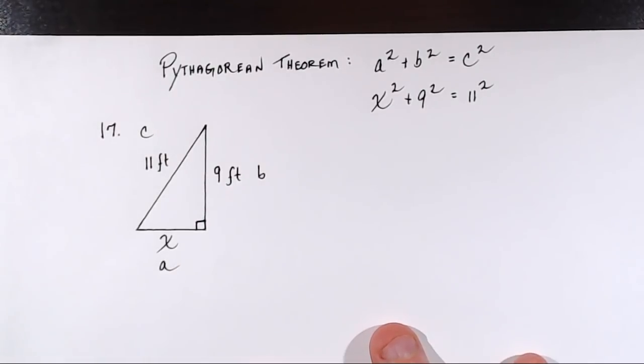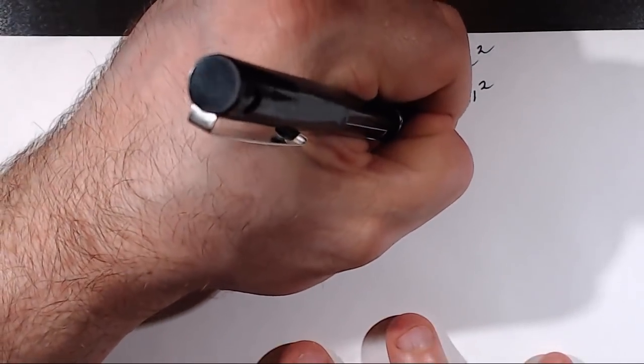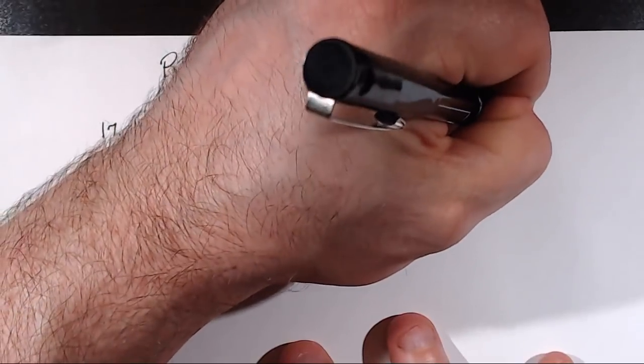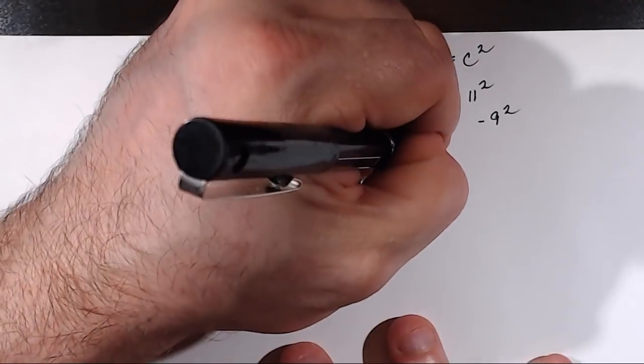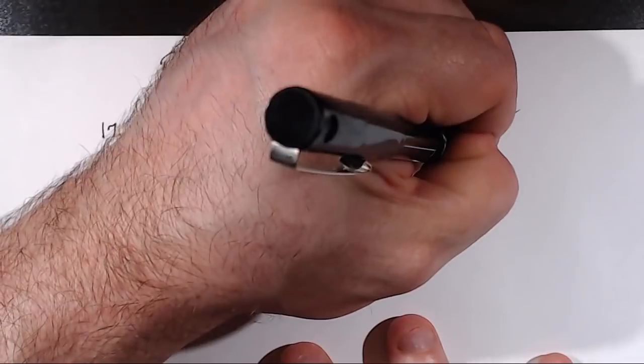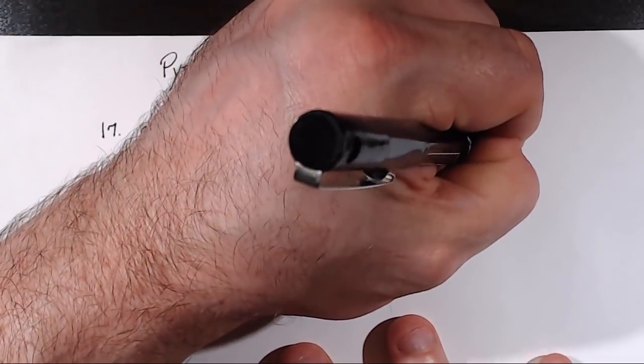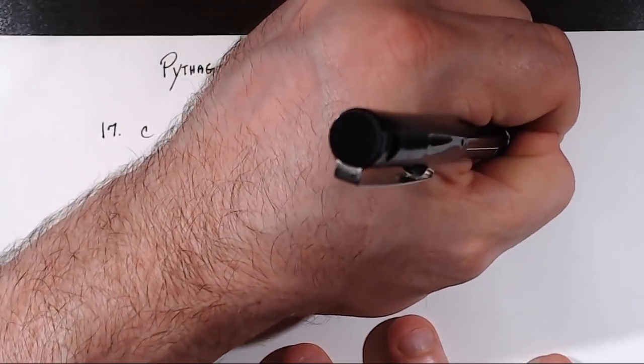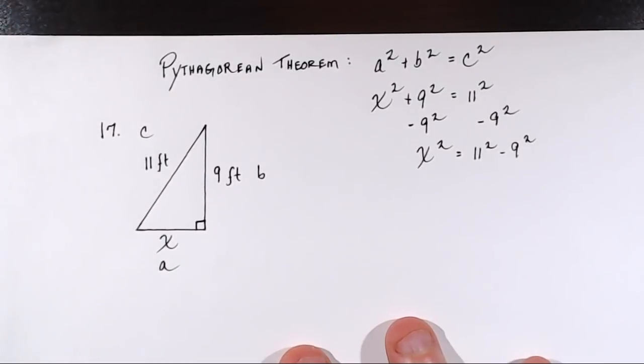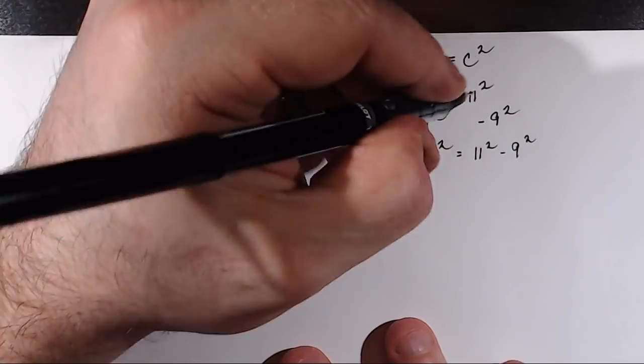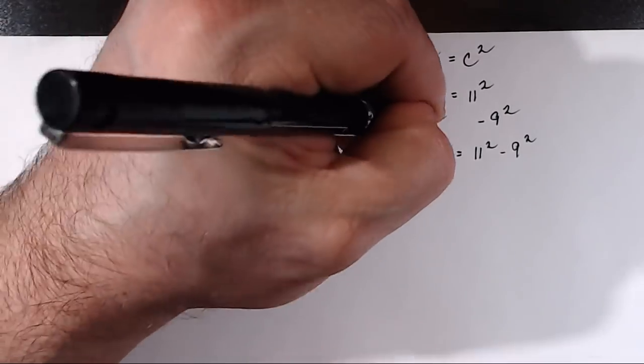And what is it that I want to do? I want to solve for x, right? So I'll subtract 9 squared from both sides. And now I've got x squared equals 11 squared minus 9 squared. Now how do I get rid of a squared term? Take the square root.